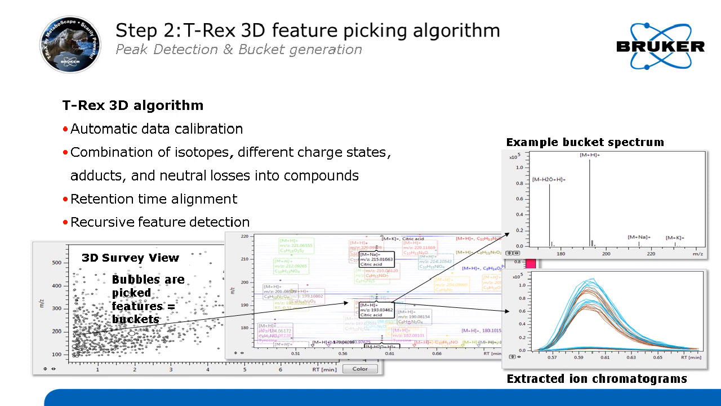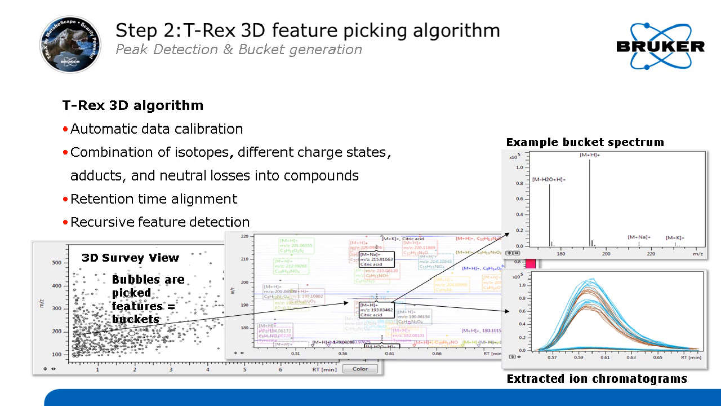What the software also does is it will not only pick features, but it will combine these into buckets. So it will automatically detect isotopes, different charge states, adducts, and also neutral losses of compounds. And we put all these features into one bucket. So on the right, you can see one example bucket spectrum where neutral losses and also adducts as well as isotopes have been collected in one single bucket.